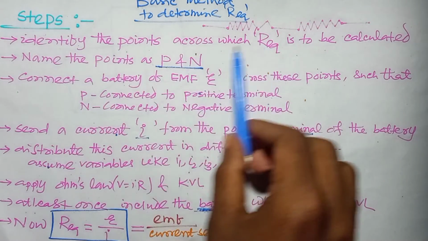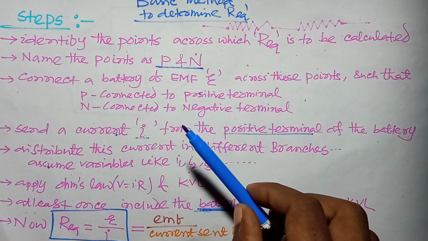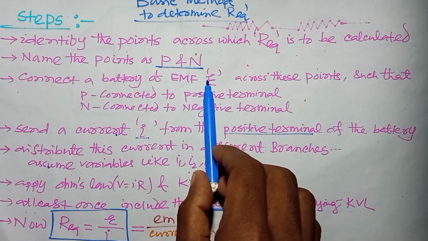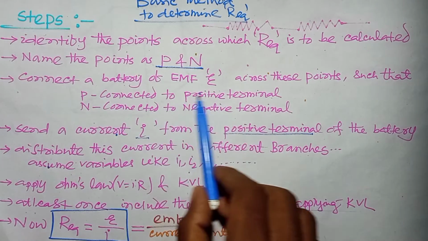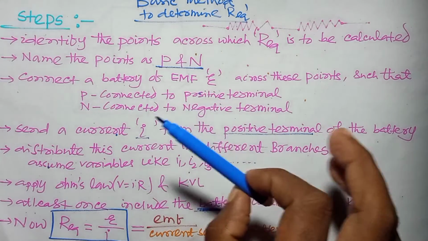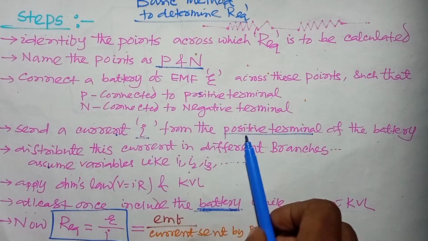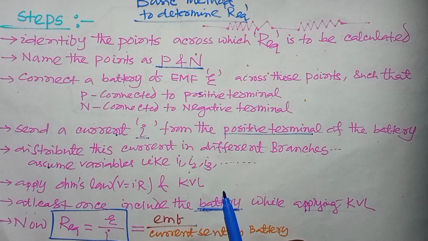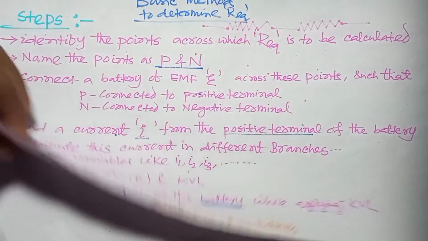First of all, we have to identify the points across which equivalent resistance is to be calculated. Then we give them the names P and N. We connect a battery of EMF E across them, P connected to the positive terminal and N connected to the negative terminal. Then we send a current I from the positive terminal of the battery, distribute the currents, and apply Ohm's law and the KVL equation. While applying KVL, we include the battery at least once. Now our equivalent resistance is given by EMF upon the current sent by the battery. So that's it. Let's see an example.